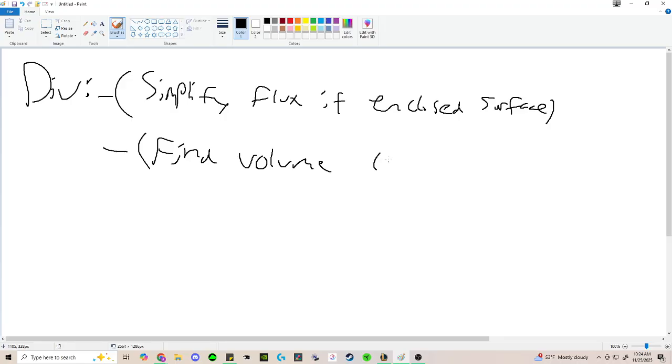F equals (x, 0, 0), or (0, y, 0), or (0, 0, z), like depending.